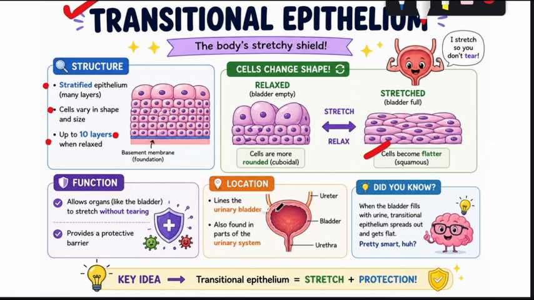Where do you usually find them? They are in the urinary bladder. So when the urinary bladder fills with urine, they stretch and become squamous. Okay, and then when you pass the urine, they go back to their original shape and size. Their function is to allow organs like the urinary bladder to stretch without tearing. That is their important job, that they do not tear. And then they provide a protective barrier.